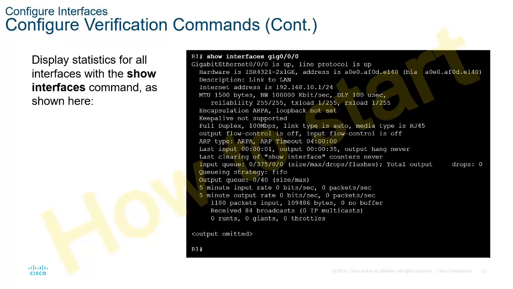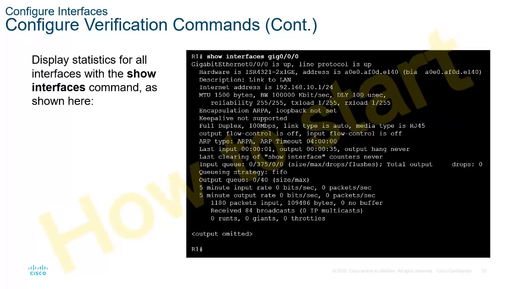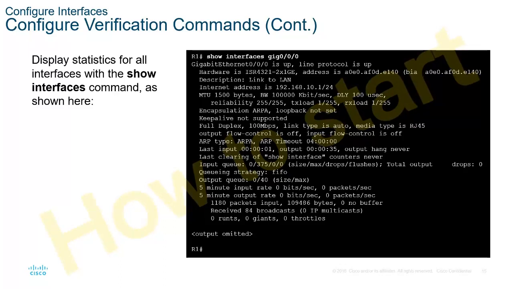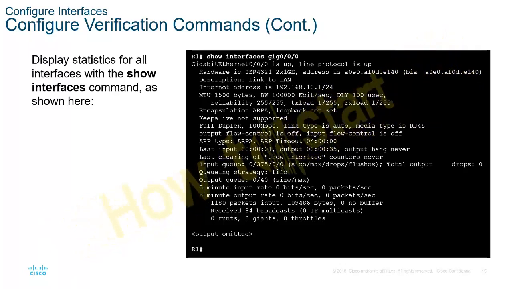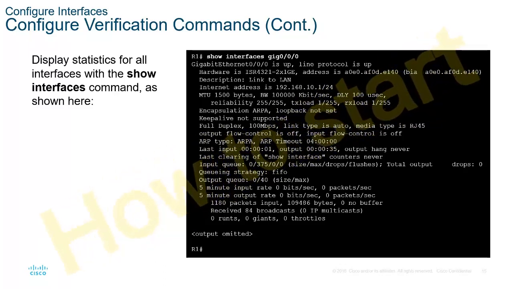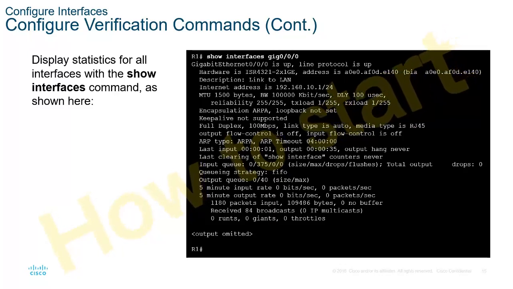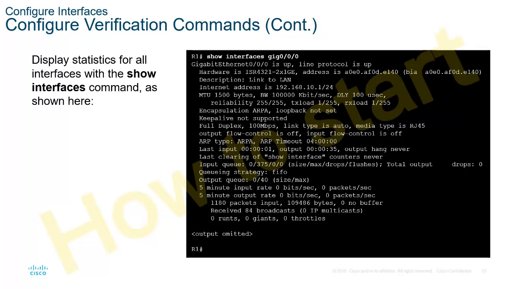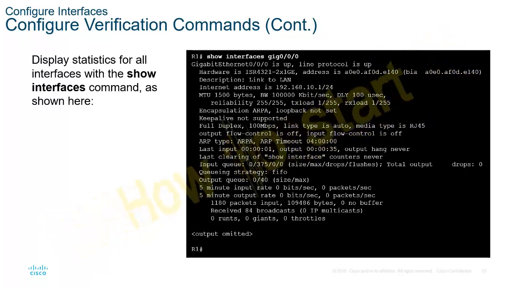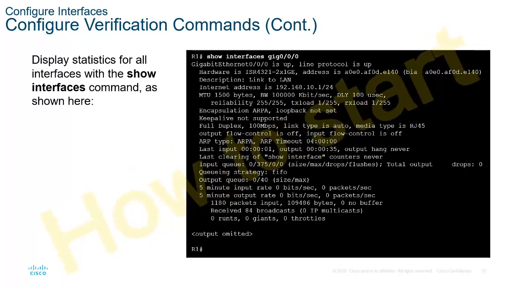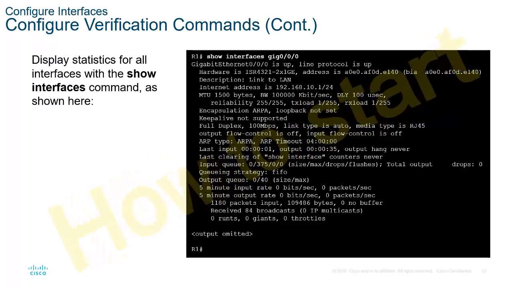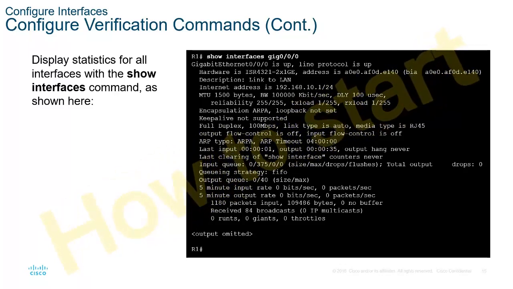Show interfaces. You can show all interfaces, or you can be specific on one interface. This will give you a detailed breakdown of that interface: the MAC address, the IP address, the MTU, the reliability, the transmit and receive load. If there is ARP information, if there's anything being queried, if there's anything being overloaded, this is what's going to tell you.